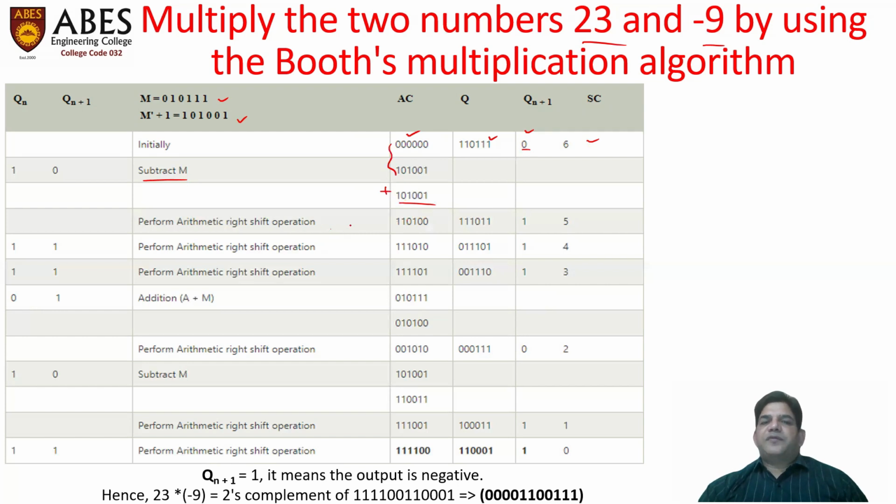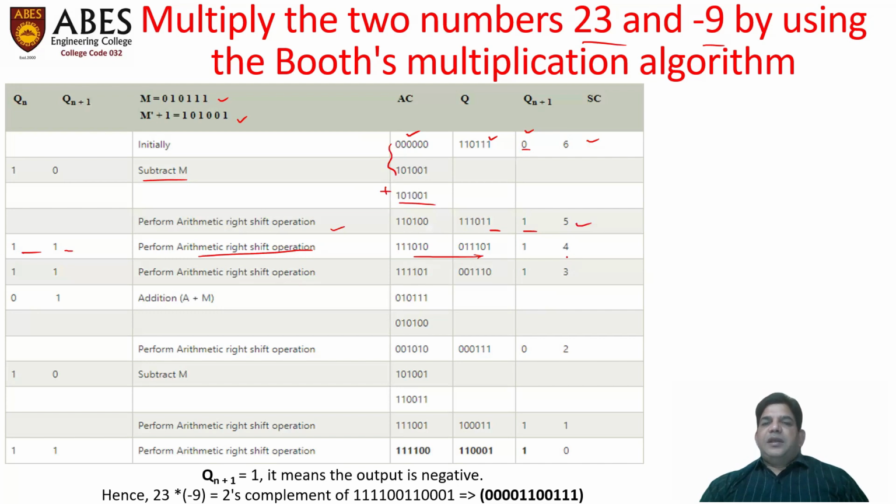Then perform the arithmetic shift right, one bit position. So here we shift, and this operation is completed. Now the sequence count is decremented by 1, that is 5. Now again we check the Qn and Qn plus 1 bits. Here the 2 bits are 1 1, so there is no change in the partial product. We perform the arithmetic shift right operation, shifting the values 1 bit to the right.